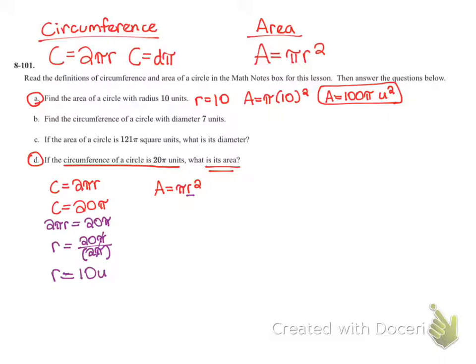So now that I know my radius is 10, I can go back and find my area. So now I know that area is pi times 10 squared. Okay, this problem looks familiar. And so area is 100 pi. Don't forget to square that unit.